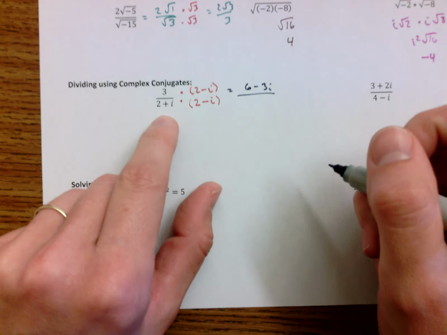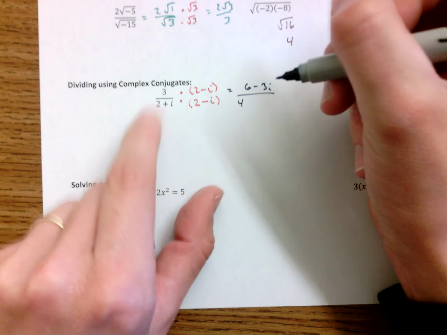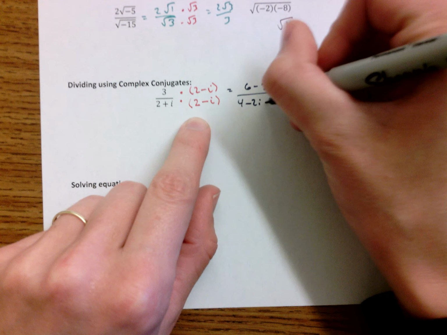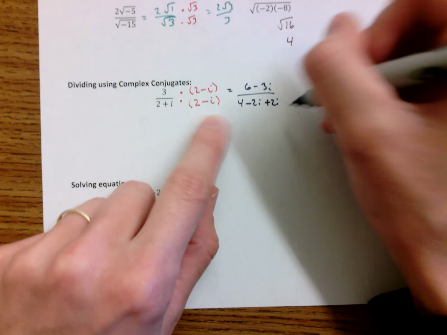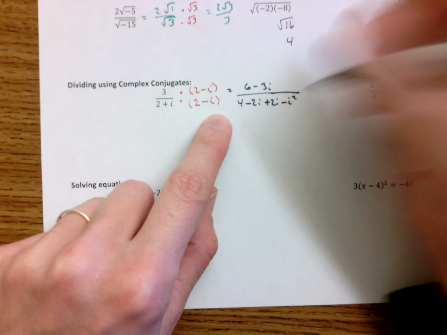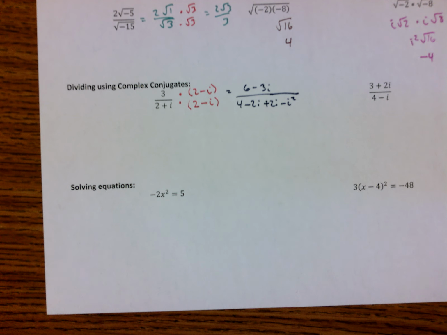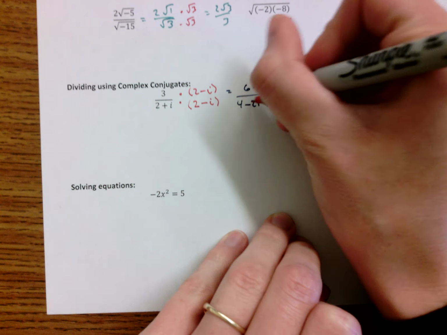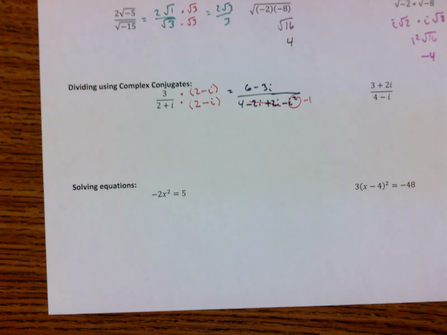On the bottom, 2 times 2 is 4. And then I'm going to get a minus 2i, and then a plus 2i, and then a minus i squared. Okay, great. Well, this is negative 1. And this cancels out, right? So there you go. All my imaginary numbers are gone.